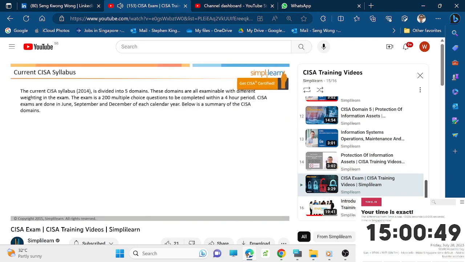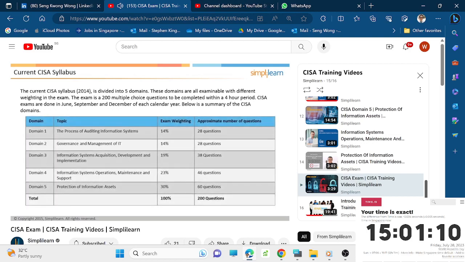The CISA exam covers 5 domain areas. These domains are all examinable with different weighting in the exam. The exam is 200 multiple-choice questions to be completed within a 4-hour period. CISA exams are done in June, September, and December of each calendar year.